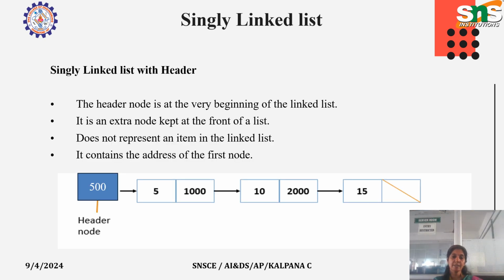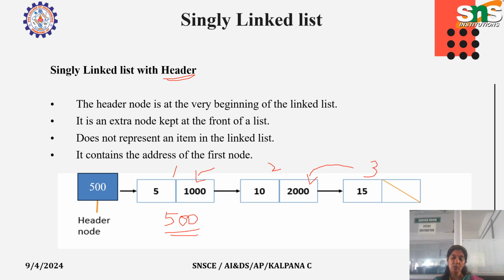Next is singly linked list with header, the singly linked list with header node. Before that we saw the singly linked list alone. Let us consider this as node 1, this is node 2, and this is node 3. Node 2's address is stored here, and node 3's address is stored in the second node's address field. What about the first node's address? Previously we haven't stored the address of the first node. Let us consider 500 is the address of the first node.